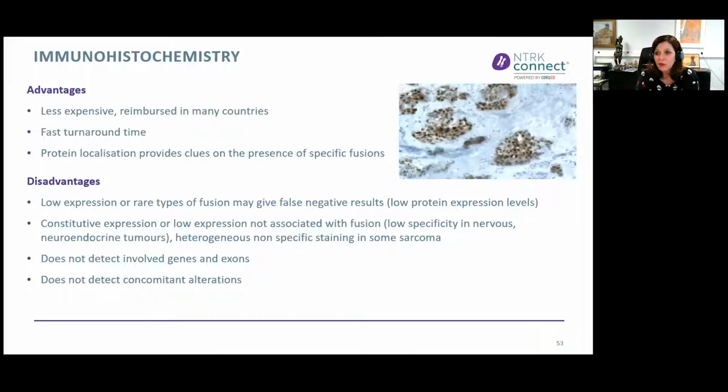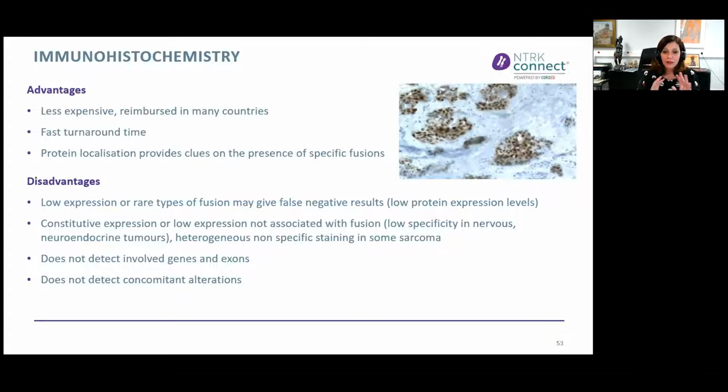And immunohistochemistry, of course, is a technology that is bread and butter for the pathology labs. It's something that is less expensive. It's reimbursed in many countries with a fast turnaround time. And there is this sublocalization that can be of help. But you have to keep in mind that it's not ALK in lung cancer, so it's not because you have an overexpression that you will have for sure a fusion.